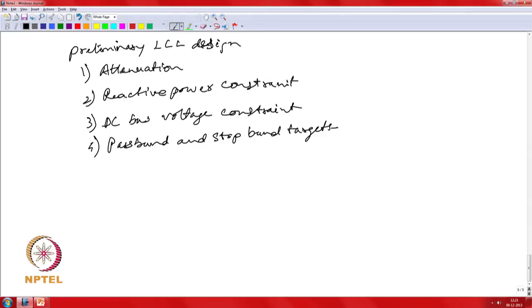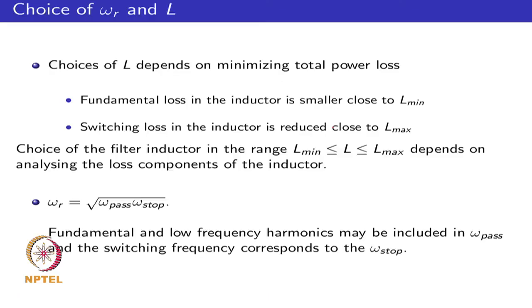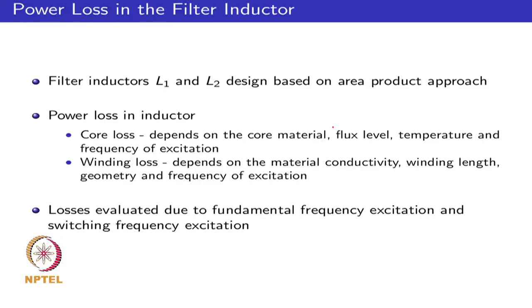So now that we have your preliminary L1, L2, and C, the next question is what is the actual value of L1, L2 that can be designed, and the procedure to design the L1 and L2 is based on the area product calculations that we had discussed previously. And we need to choose L1 and L2 keeping in mind the power loss in the filter inductor, and we have seen that the power loss in the filter inductor consists of the core loss component and the winding loss.